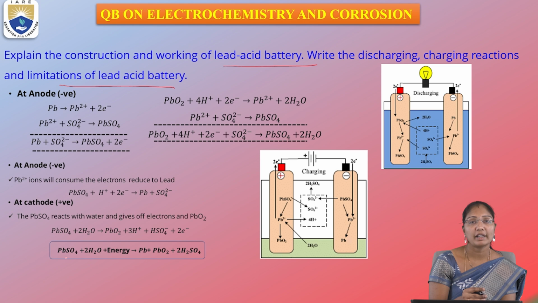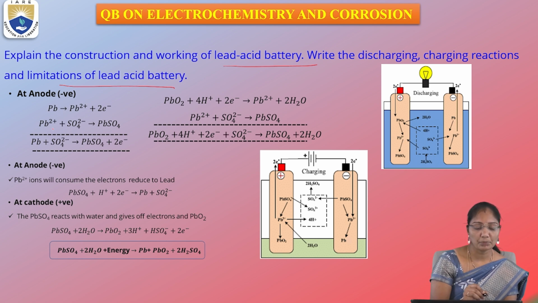So at anode, what happens? The lead loses its electrons and oxidation is going to happen. It is converted into Pb2 plus and 2 electrons. The electrolyte releases H plus and SO4 2 minus ions. That oxidized lead reacts with the sulfate ions, resulting in the formation of lead sulfate. So the overall reaction at the anode is lead plus SO4 2 minus ions gives lead sulfate plus 2 electrons.